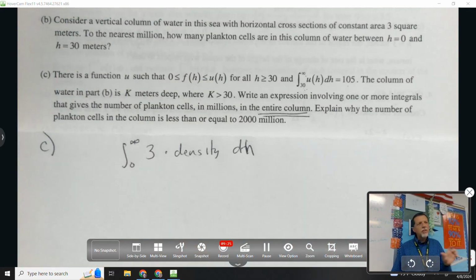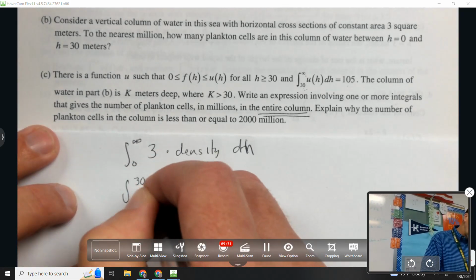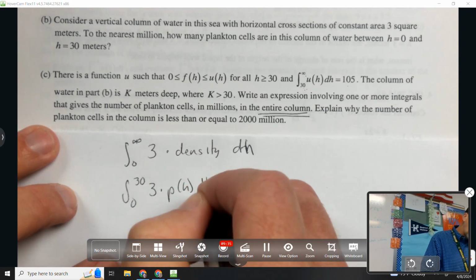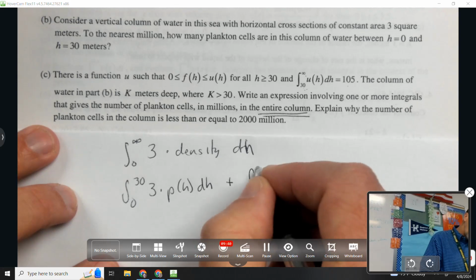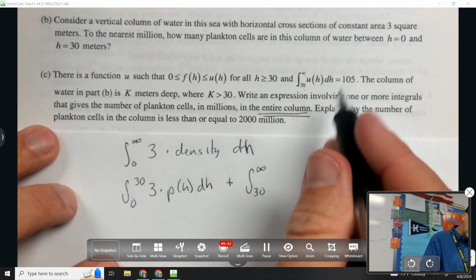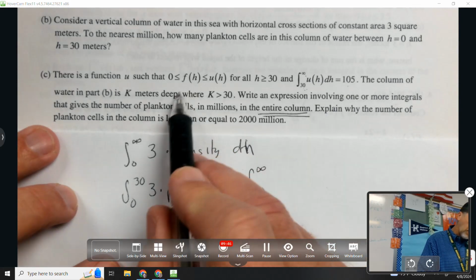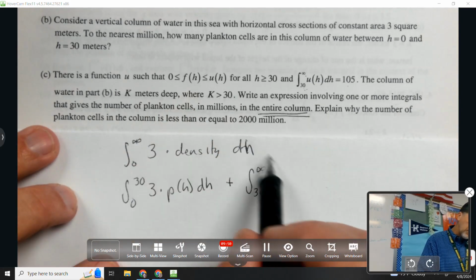But I have to kind of split this up because from 0 to 30, this is the one we already did, 3 times P of H dH, that gets us the first 30 meters. And then 30 to infinity gets us the rest of them. And what are we saying here? I'm trying to think, do I use F or H here?